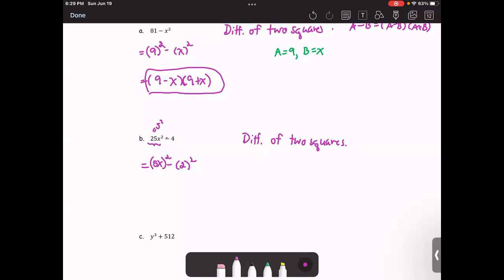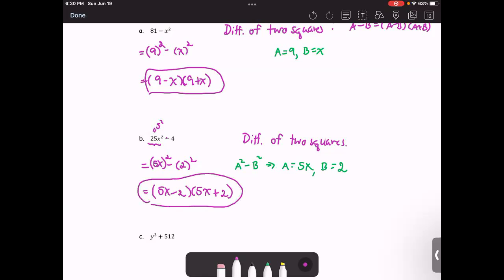Right now, we have the form A squared minus B squared, which means the A for our case is 5x and the B for our case is 2. And then we follow the pattern of the difference of two squares. We have the product of the difference and the sum. So the difference would be 5x minus 2, and the sum would be 5x plus 2. And now we are done factoring using the pattern of the special product.